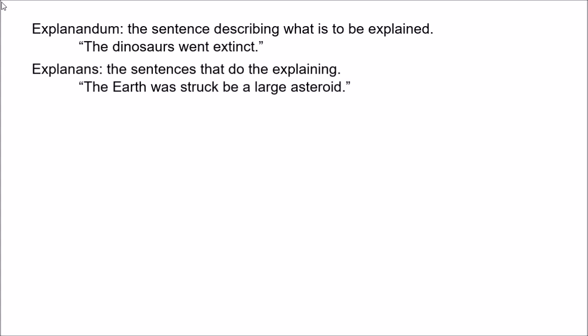We draw a distinction between the explanandum and the explanans, where the explanandum is a sentence describing what is being explained, and the explanans is the sentence that does the explaining. I ask, why did the dinosaurs go extinct at the Cretaceous-Tertiary boundary? Because the Earth was struck by a large asteroid. In this case, the extinction of the dinosaurs is the explanandum, and the asteroid impact and its effects is the explanans.